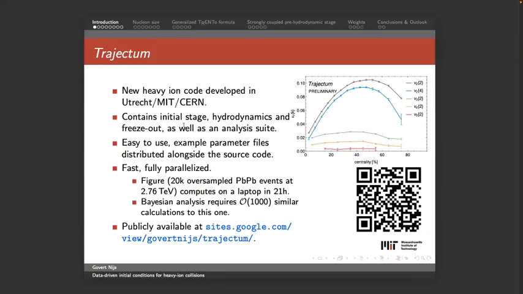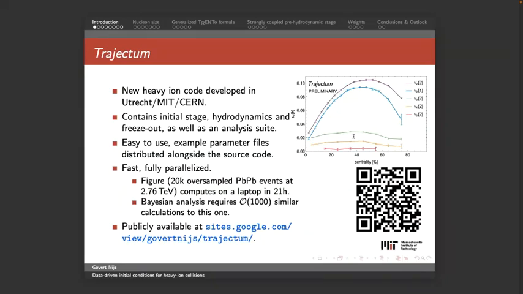We also distribute the parameter files that we use to generate each paper alongside the source code. So there's a folder where you have a bunch of arXiv numbers, and you can just go to each arXiv number and run it for yourself if you're interested. It's also quite fast, and it's fully parallelized. So this figure takes around 21 hours to compute on a laptop.